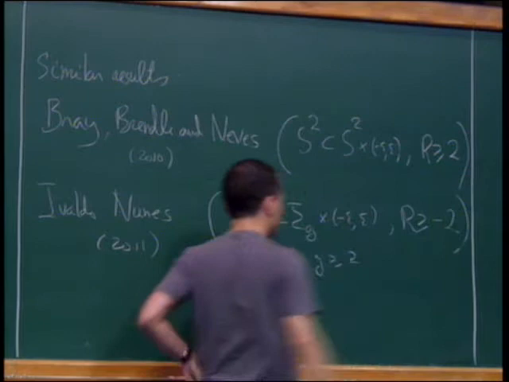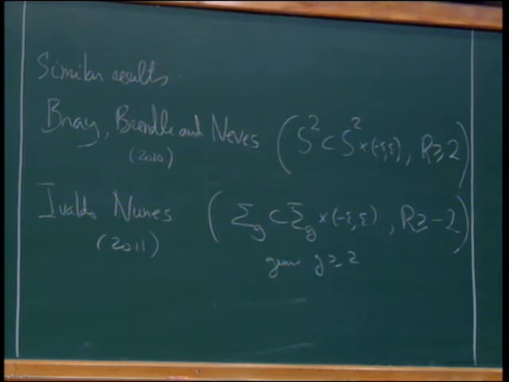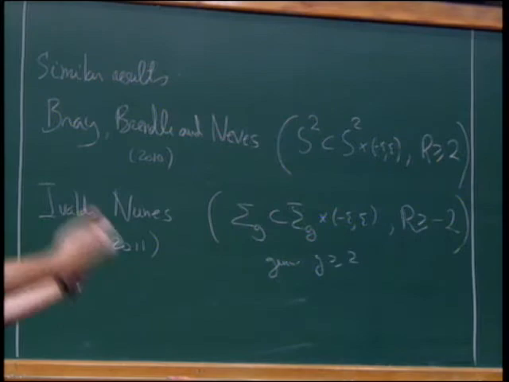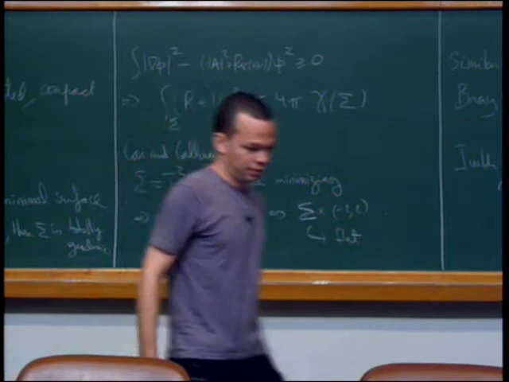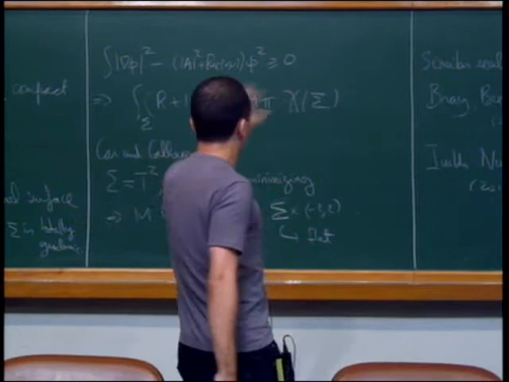So the interesting thing about that context is that because of the negative sign, the area estimate actually reverses. So you prove that the area is bounded from below by some sharp constant, and if you achieve equality, then you get rigidity. Okay, so as you can see, these results are all about area minimizing minimal surfaces.